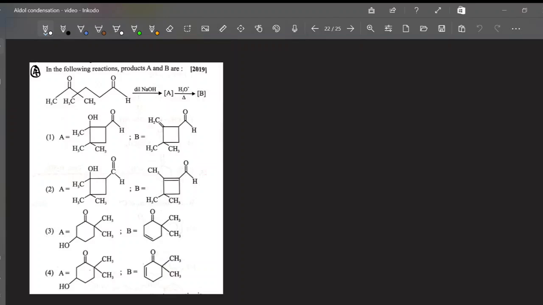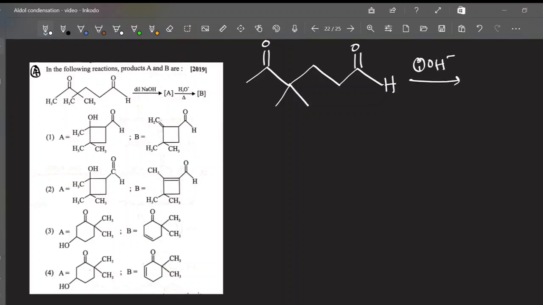Again, what type of reaction is it? Did you identify? This is intramolecular aldol condensation only. Hope you identified it. Why is it intramolecular aldol? Because both the required carbonyl groups are present within the same compound. Again, this has to be taken through two steps, because again they are asking both.